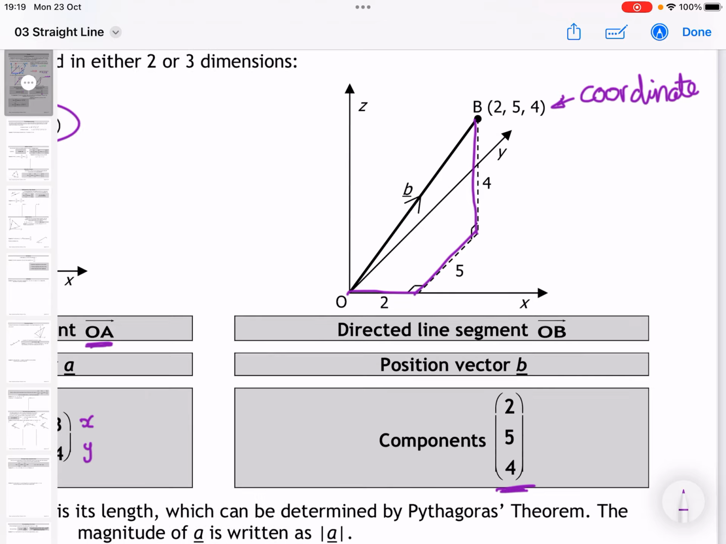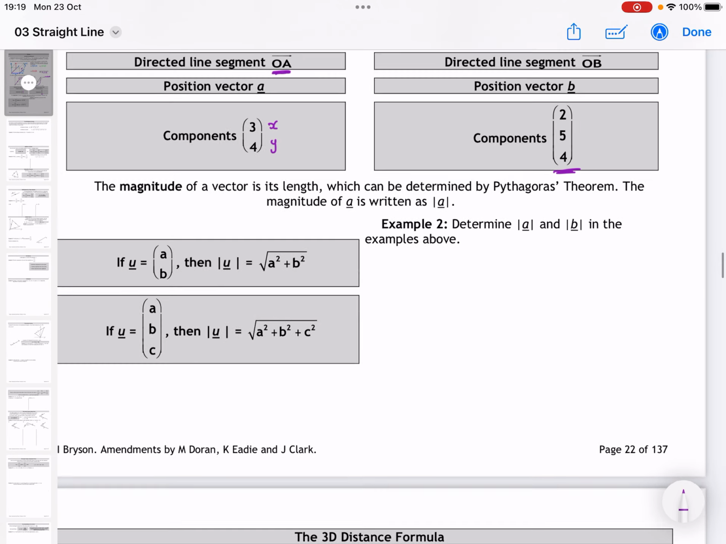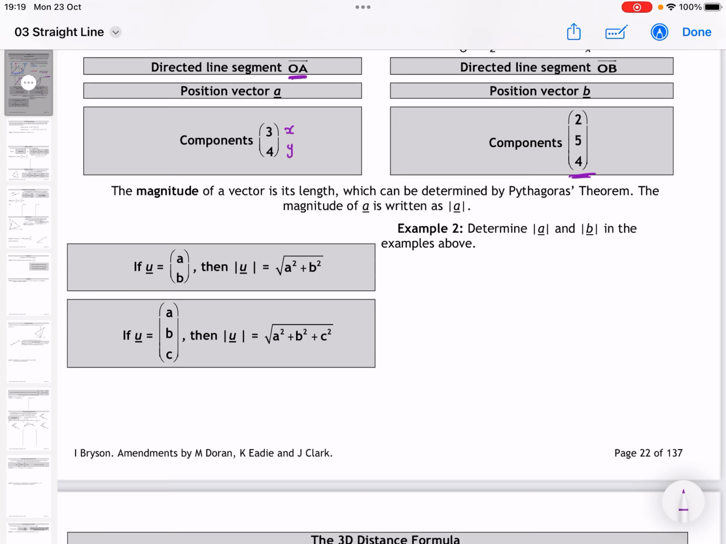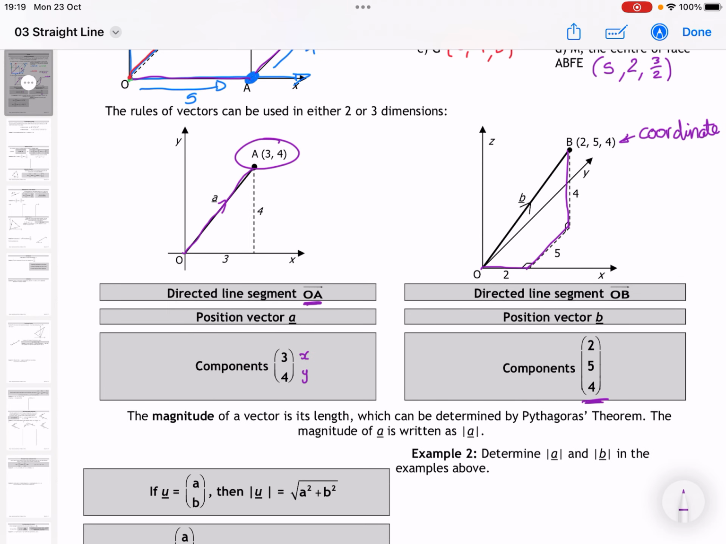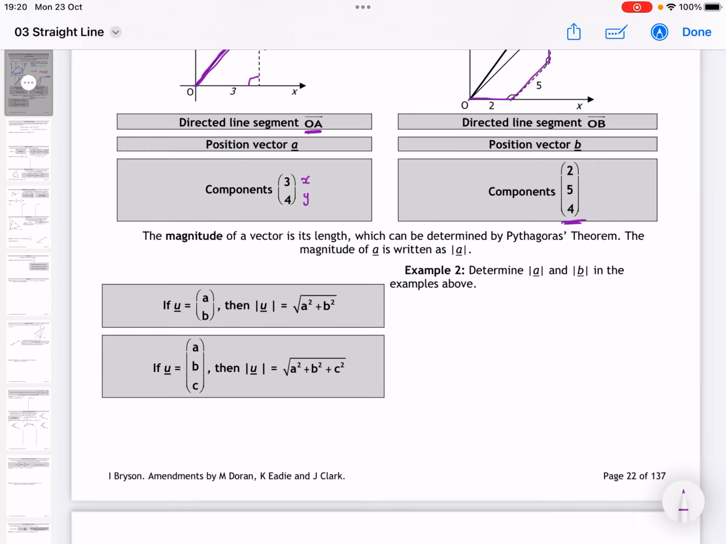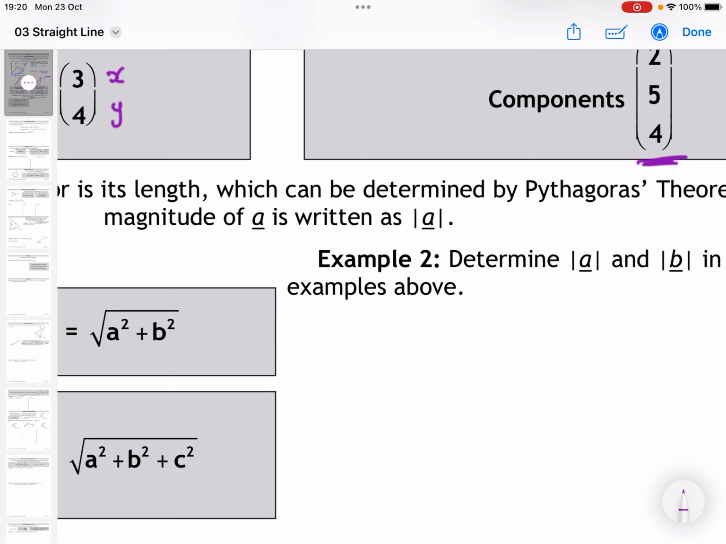Okay? Right, now, example 2. Now we're talking about the magnitude. The magnitude is the length of a vector. If we go back to OA, if I wanted to know the length of that line OA from the origin to A, I would use Pythagoras. It's a right angled triangle. So I could just use Pythagoras. That is how you find the magnitude. Now, magnitude is denoted by 2 straight vertical lines round about the vector. We will not say the word magnitude. This is the notation you're looking for.